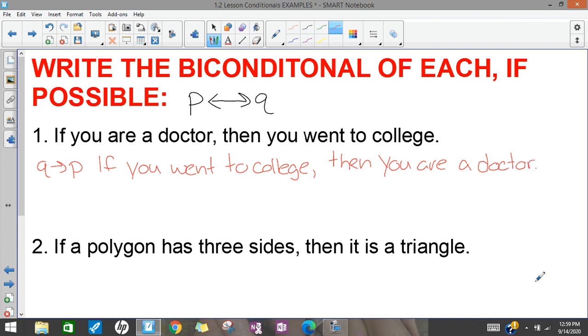It's hard to prove that something's true. It's really easy to prove that something's false because all you need is one example that makes the statement false. That's called a counterexample. Let me write that down. So if you went to college, then you're a doctor. Well, that's false. I went to college. I'm not a doctor. I'm a teacher. So because both of the statements aren't true, we can't write the biconditional. So we could say no biconditional.